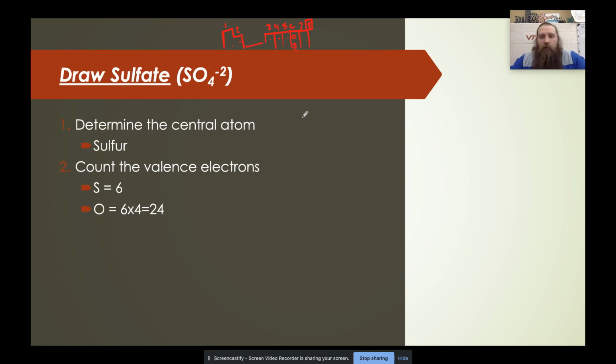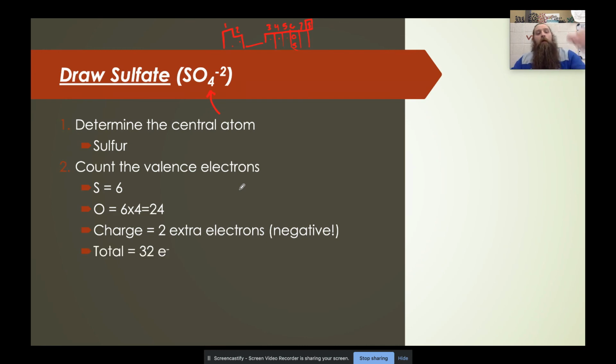Oxygen also has 6. It's in the same column, but there are 4 of them. I know there are 4 of them because of that subscript right there. So that gives me a total of 24 electrons from oxygen, 6 from sulfur. I also have a charge of -2, which means I have 2 extra electrons. It's negative. That's how I know that they're extra. 6 plus 24 is 30, plus 2 gives me 32 total electrons.